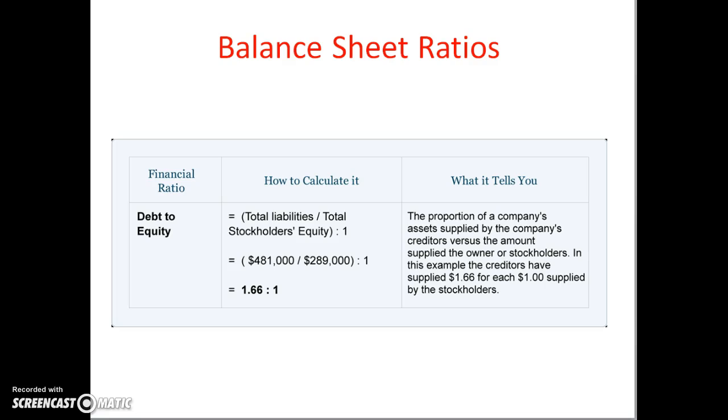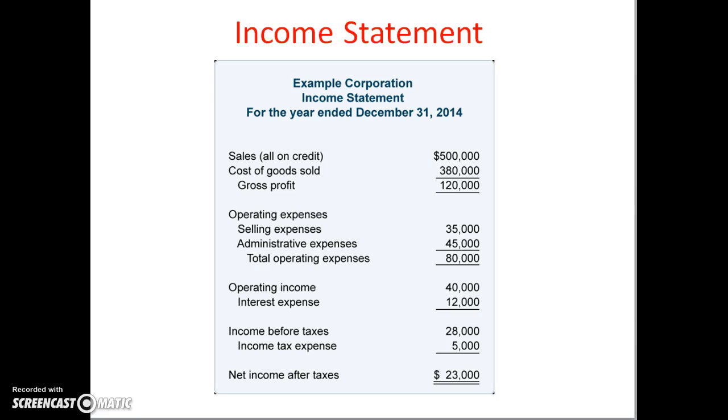Next, we will move into discussing the income statement. Here's an example of that same company, but we're going to instead look at ratios that are common or derived from the income statement. So we've got our sales, our cost of goods sold, and our profit. Then we have our operating expenses. We'll have our operating income, interest expense. We'll have our income before taxes, our taxes, and then our income after taxes.